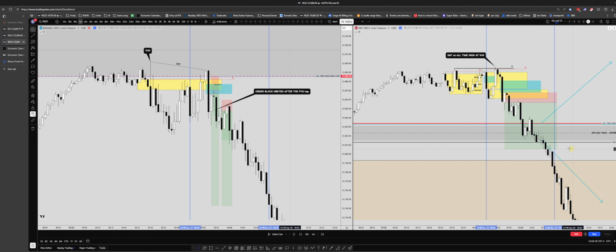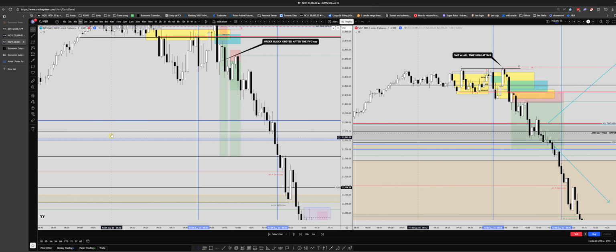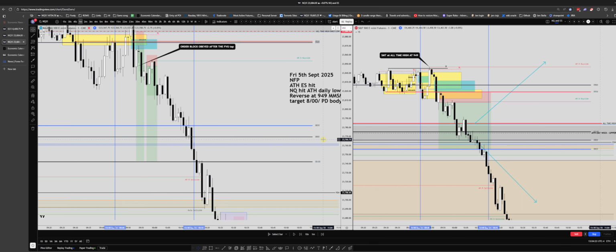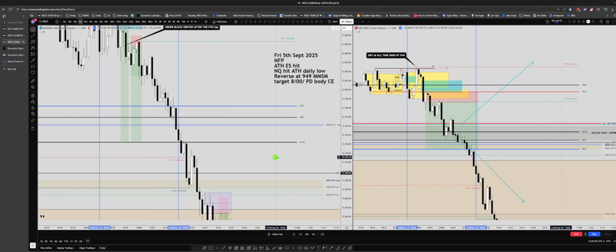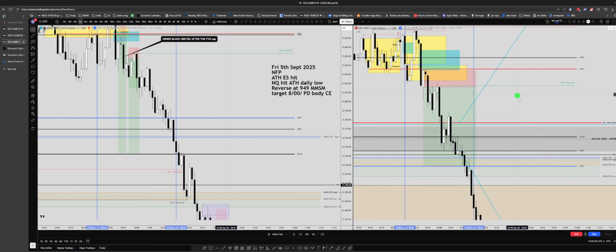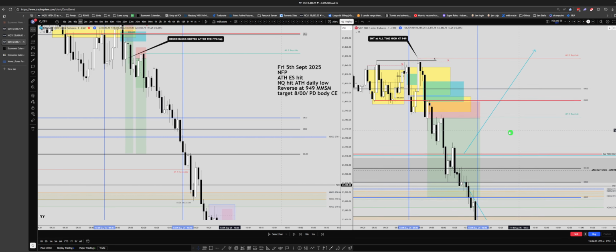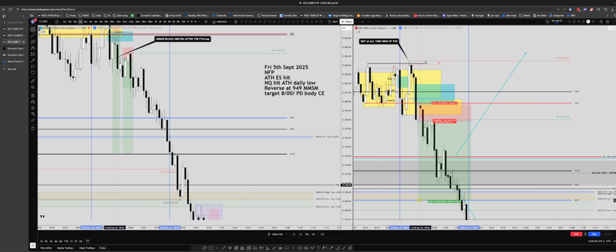What are we targeting? Well, we're targeting the 8:30, 8 midnight. These are the targets we're going for. And for ES, because it had broken above the all-time high, it was probably going to aim for the previous all-time high right there. Or if it decides to reverse from this point, you would have taken that market maker buy model to continue higher, to come back and take these highs.